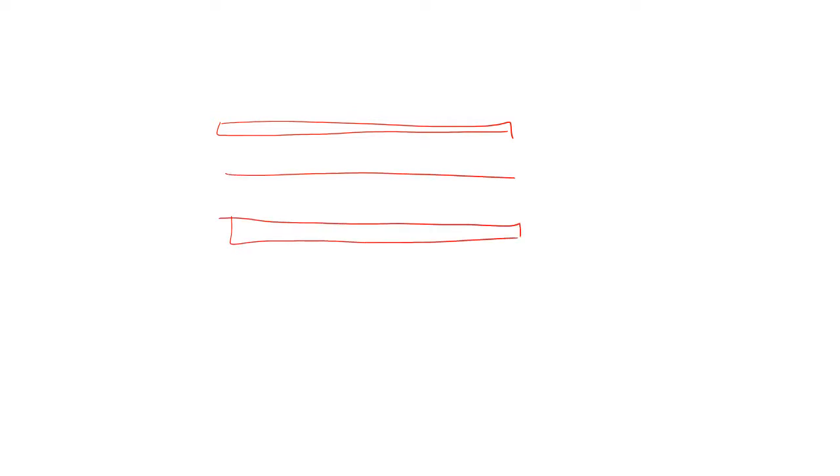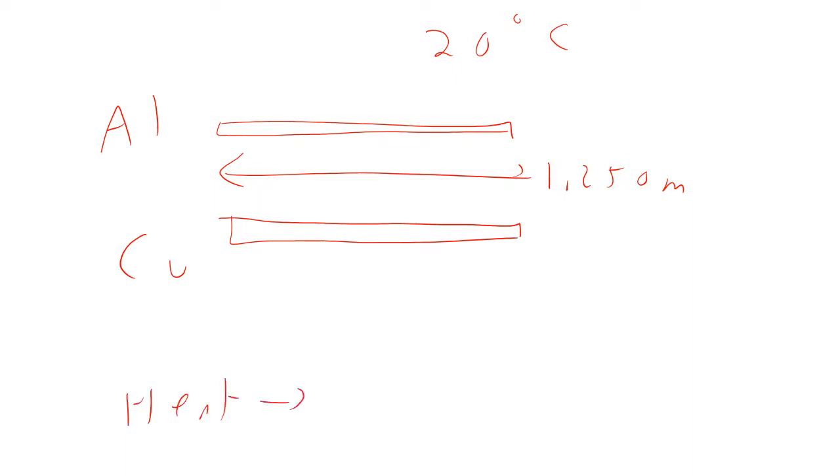Let's say that we have two metal rods here, and each metal rod is the same length, 1.25 meters. Okay, and one is made of aluminum and one is copper. Both of them are at 20 degrees Celsius, and we heat them to 80 degrees Celsius. And so I want to know what is the difference in length between them.